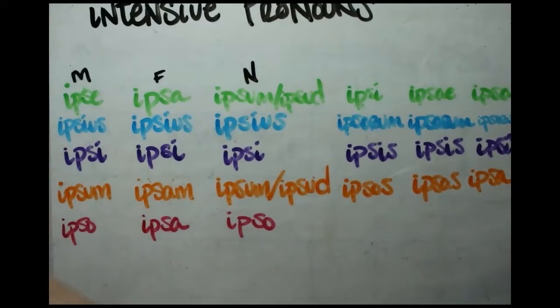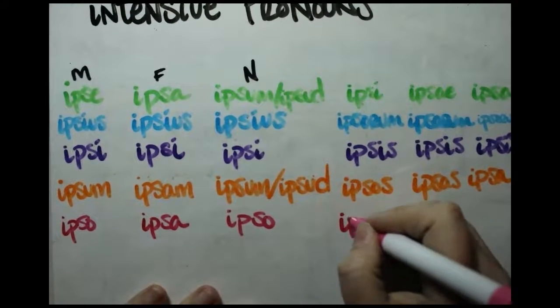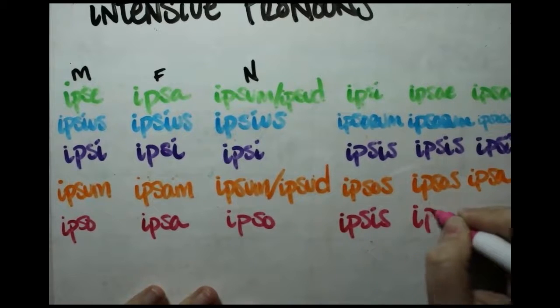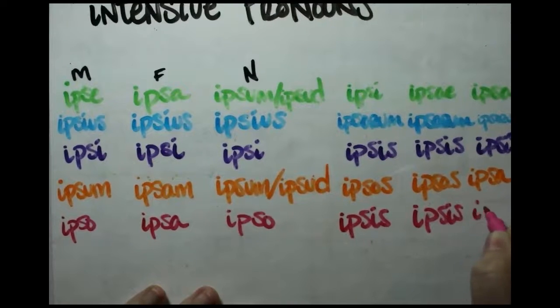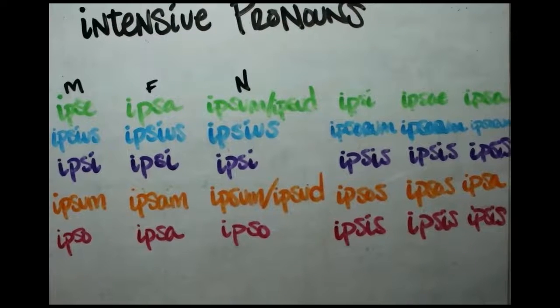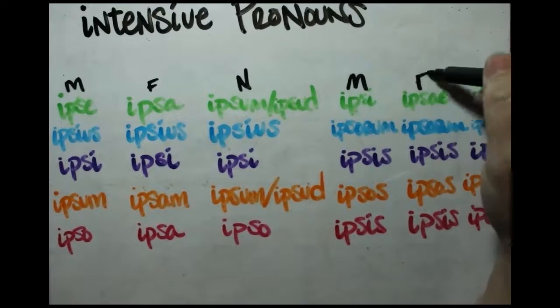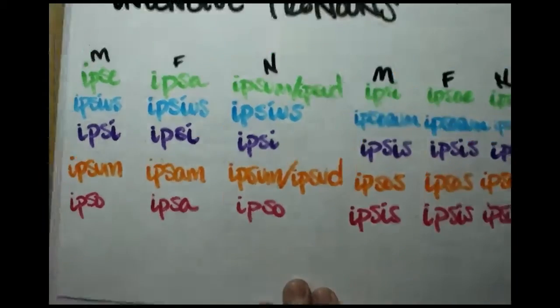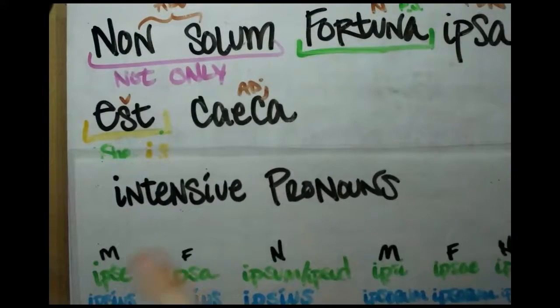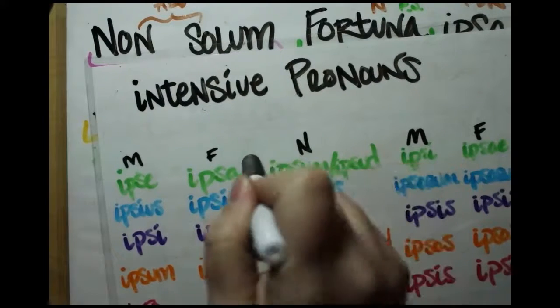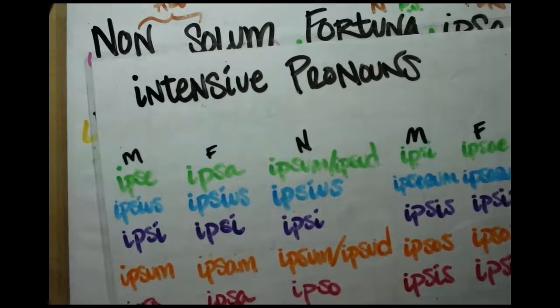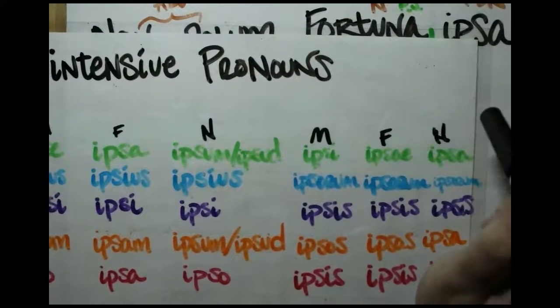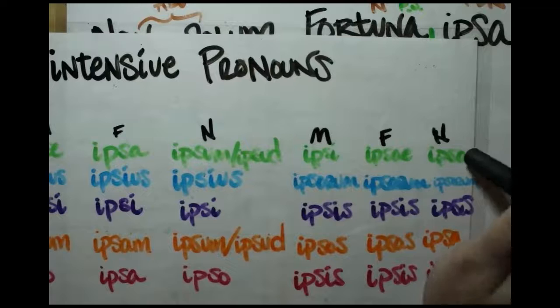In the ablative plural, ipsis, ipsis, ipsis. There's the masculine, the feminine, and the neuter. All right, so the form that we have in this sentence is ipsa. Ipsa, which could be the feminine singular nominative, feminine singular ablative, or the neuter plural nominative.